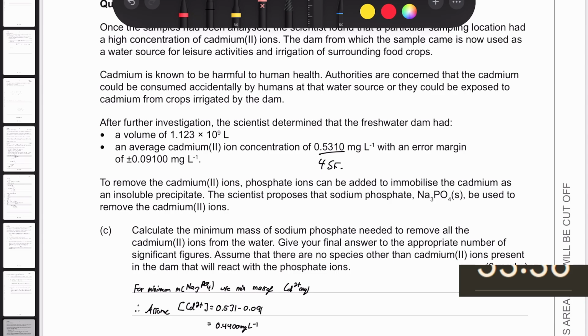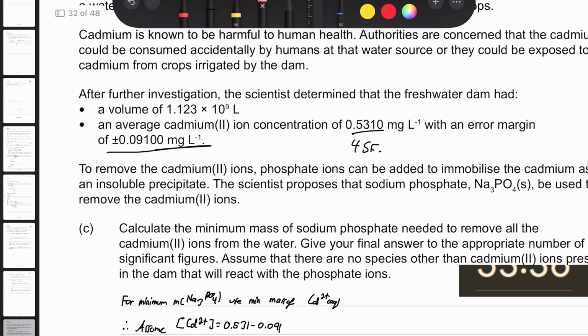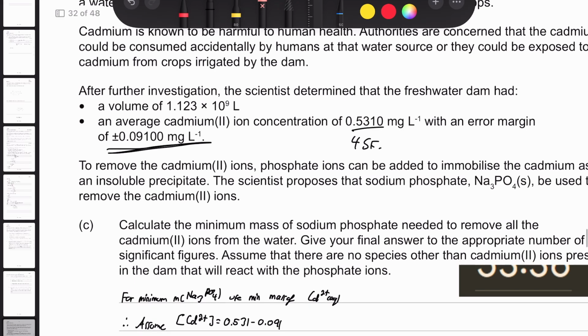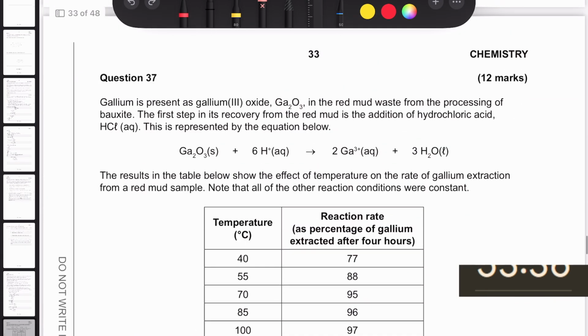Because of a lower concentration. So lower concentration of cadmium ions means we need less Na3PO4 to react. Yes. Okay. So that's my answer.